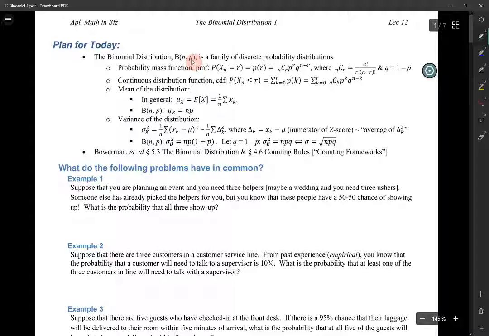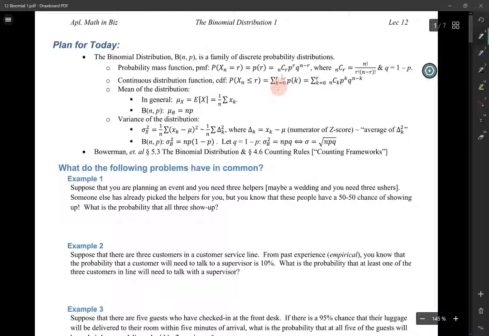There's always some probability of success, and then 1 minus p is the complement, which is the probability of failure. Sometimes that's called q, so q is 1 minus p. There are two views of the distribution, the binomial distribution n, p: the probability mass function view, and the cumulative distribution function view, or the CDF view.